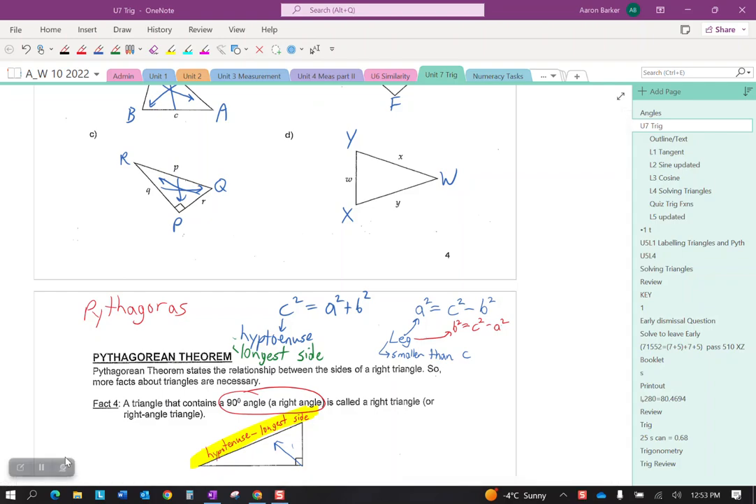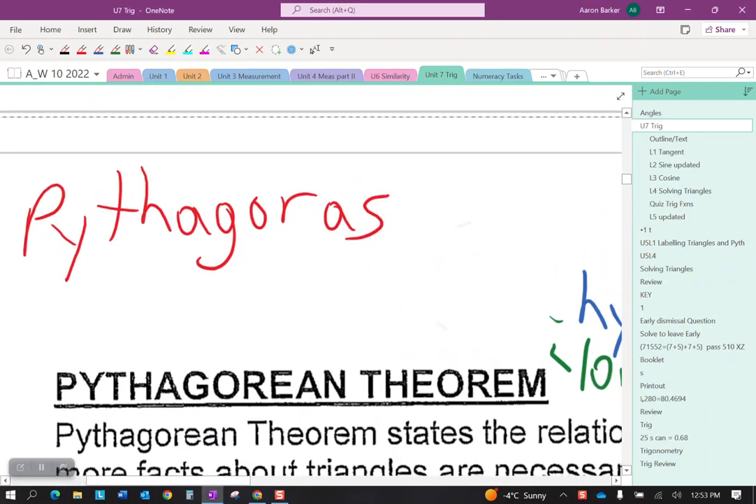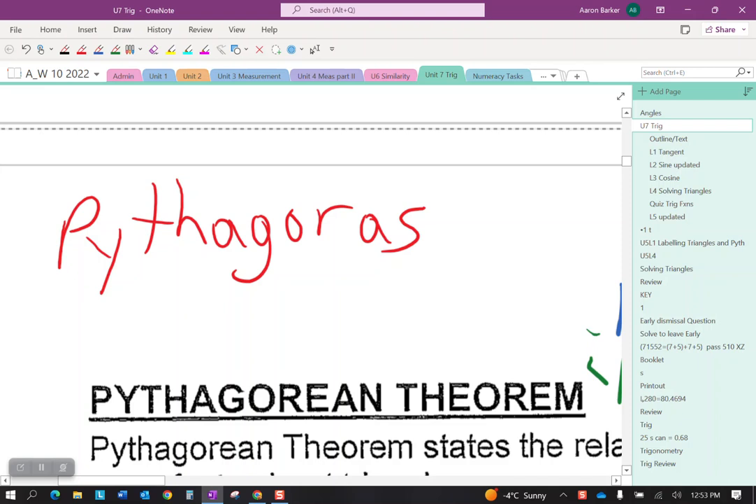Pythagorean theorem. What does Pythagorean theorem mean? It just means we're doing Pythagoras. Okay? So Pythagorean theorem, basically it means we're doing Pythagoras. Write that down. Take a little note. Just remind yourself in case you didn't know.